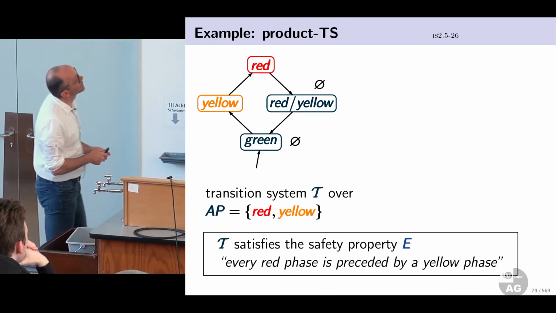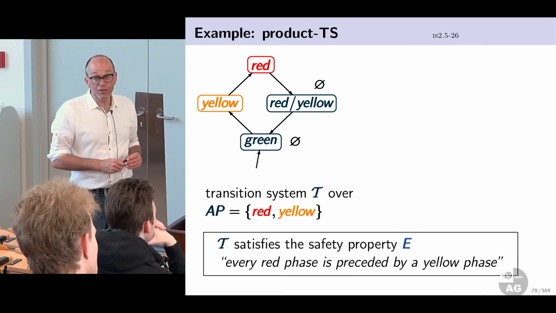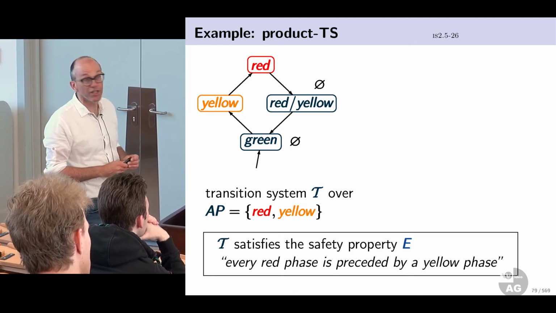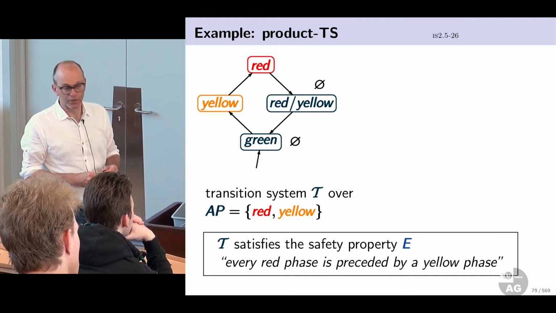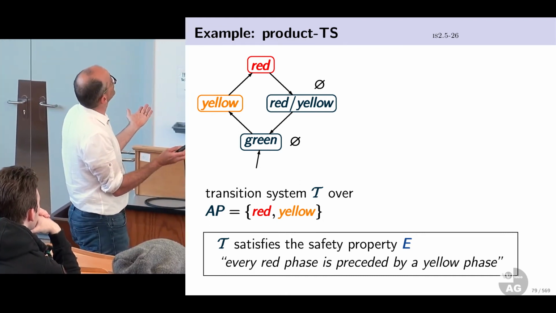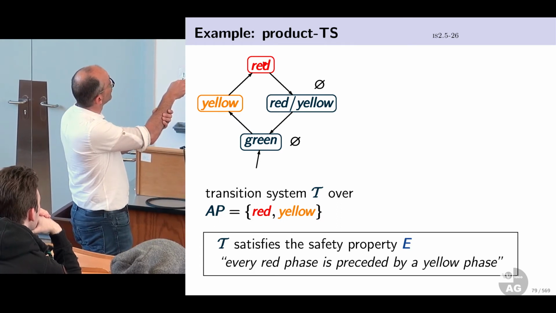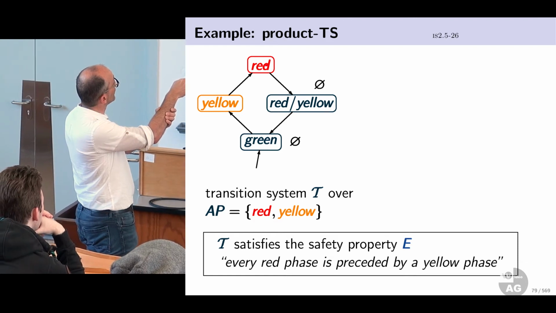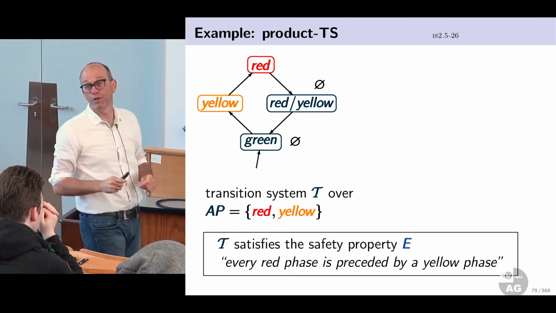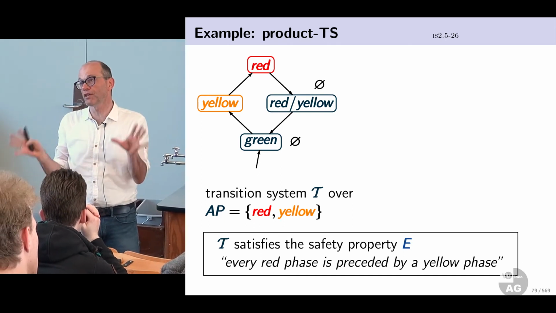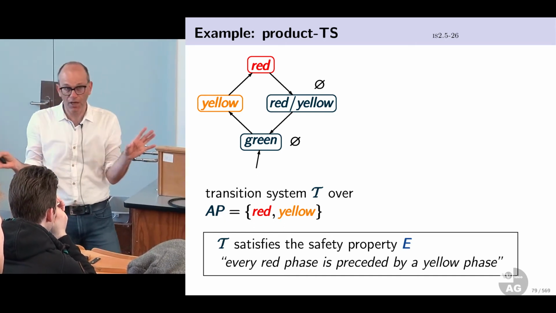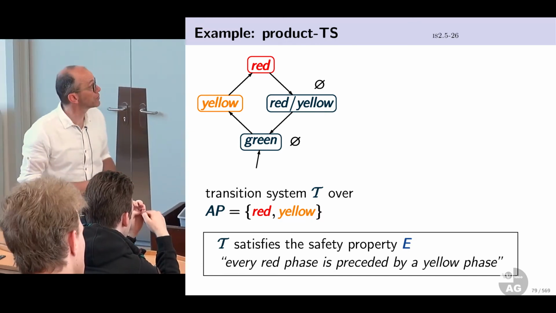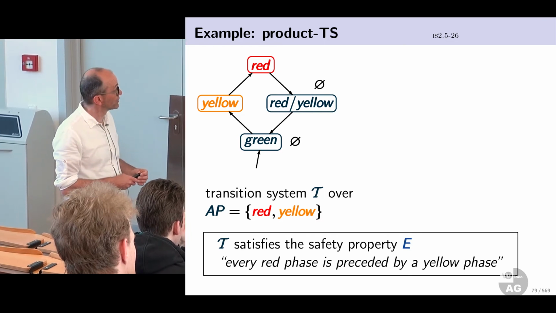What's the property we are considering? So I'm interested in checking the following property. T satisfies the safety property: every red phase is preceded by a yellow phase. Now, this for us is easy to see because we look at the red phase. Red only holds here. Then this is preceded by a yellow phase. That's true because you can only reach that state by passing through that state before. So for us, it's obvious to see that this property holds. That's, however, not the question. The question is, how can we do this by means of composing it with the bad prefix automaton?